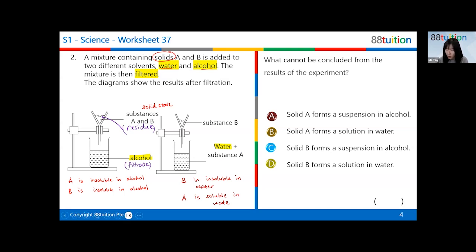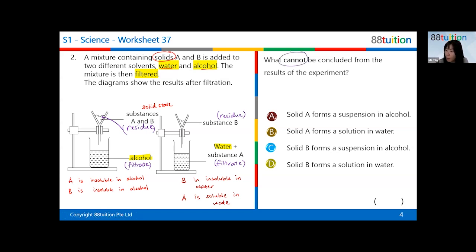So let me change the ink color. Okay, so this is the filtrate. And the only residue here is just substance B. Okay, so substance B is insoluble. That's why it is trapped in the filter paper.